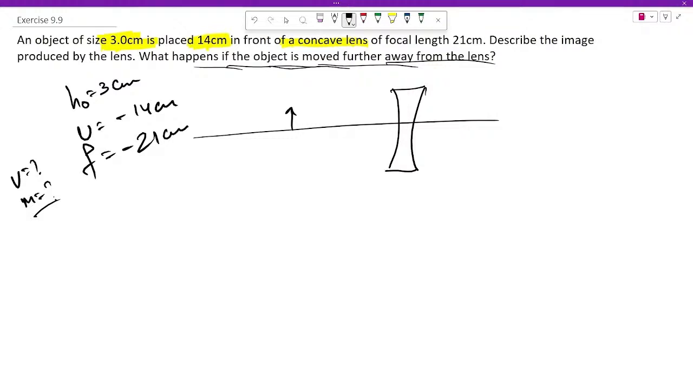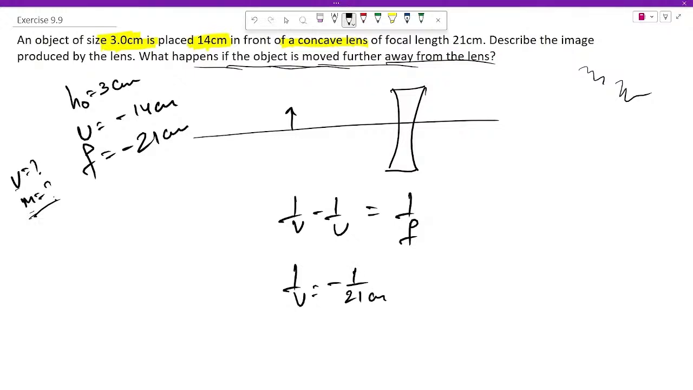Let us first use the lens formula. We will find the value of v, then the value of m, and then comment on the nature of the image. Using the lens formula, 1 by v minus 1 by u equals 1 by f. So 1 by v would be equal to 1 by u plus 1 by f, that is minus 1 by 21 centimeter, and then u will go to that side, and that too is negative, so it will remain negative, minus 1 by 14 centimeter.